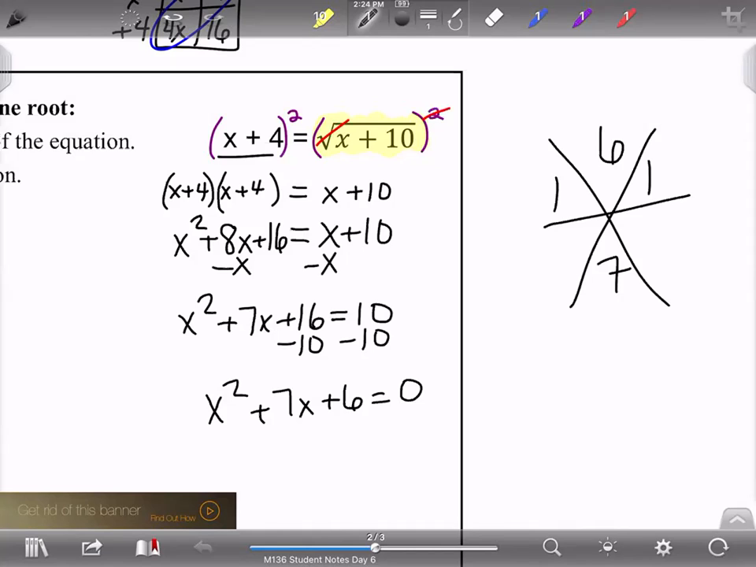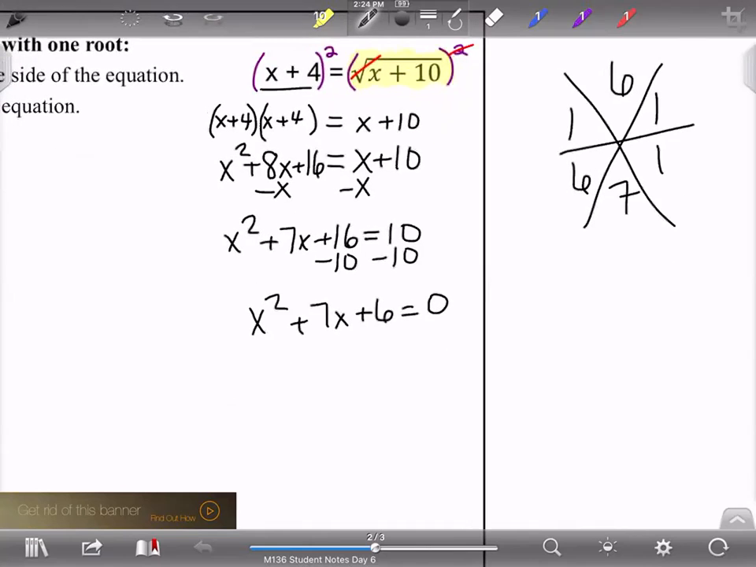Now we're looking for 2 numbers to fill the voids. They have to multiply to give us 6, but add to give us 7. So those 2 numbers are going to be positive 6 and positive 1. So that means I have factors x plus 6 and another factor x plus 1 still equals 0.